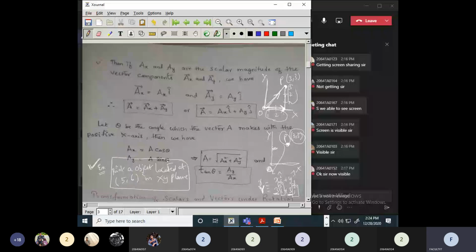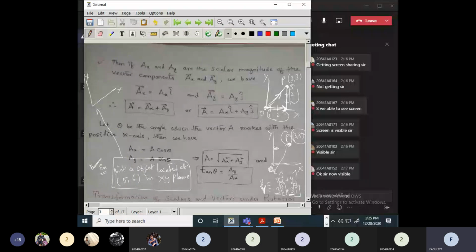Let me draw here. Now draw a graph, xy. What you will do is find a point or an object located at 5 comma 6. You will start at point O and move. Let me mark like this: 1, 2, 3, 4, 5, 6. Next here also 1, 2, 3, 4, 5, 6. You write the numbers like this.